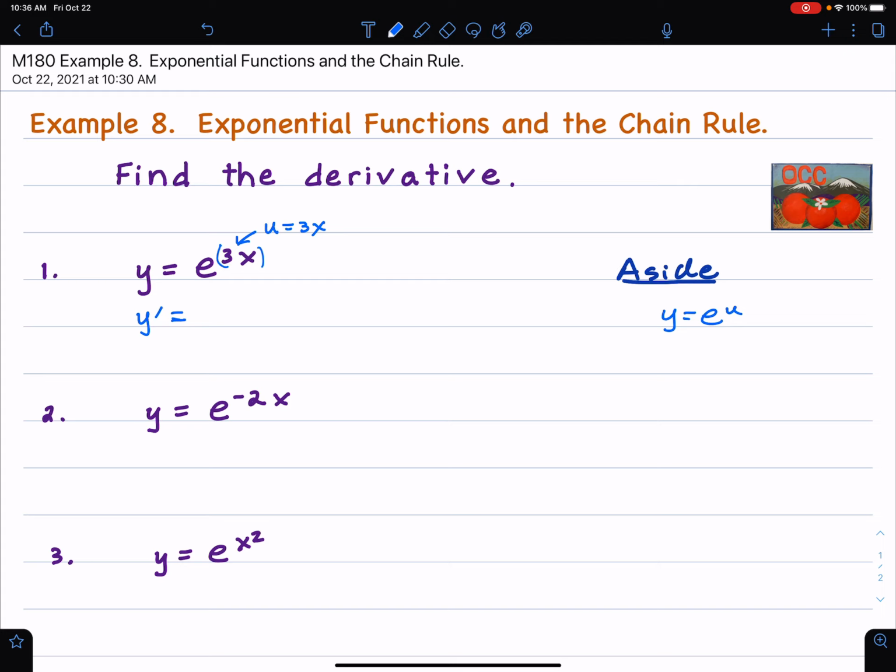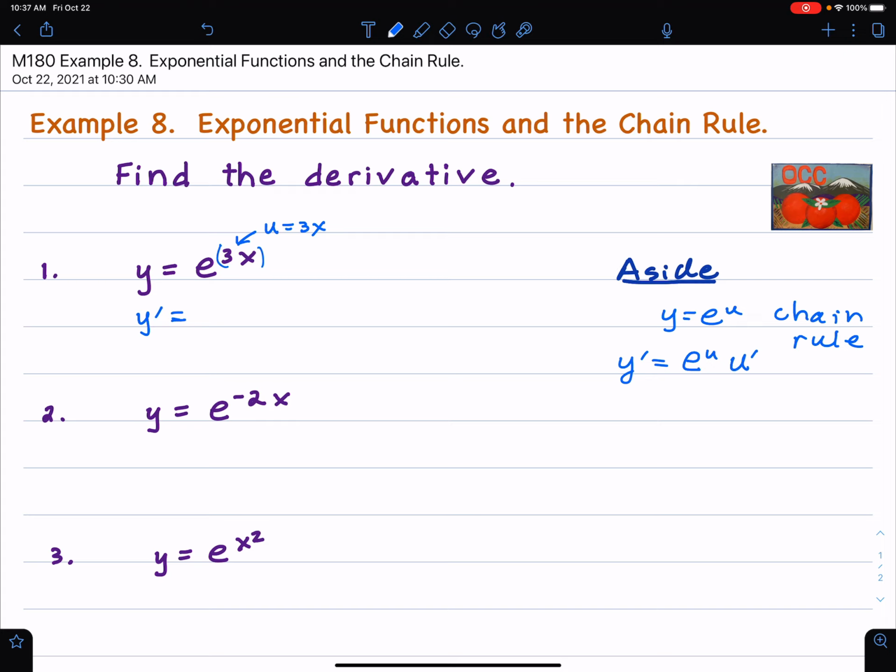So when we take the derivative of e to the u, we use the chain rule. And the derivative set is what? Well, first we take the derivative of e to the u with respect to u. The derivative of e to the u is e to the u. And then chain rule says we multiply by the derivative of u, which is u prime.